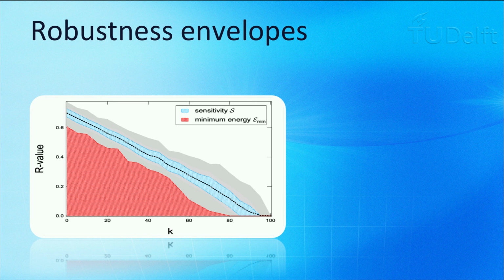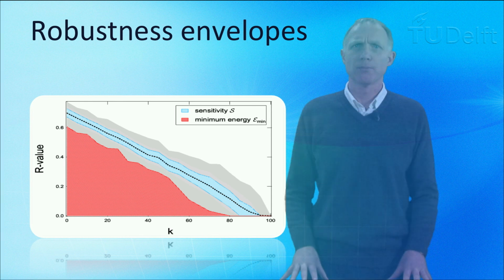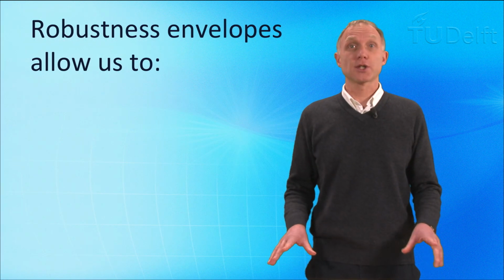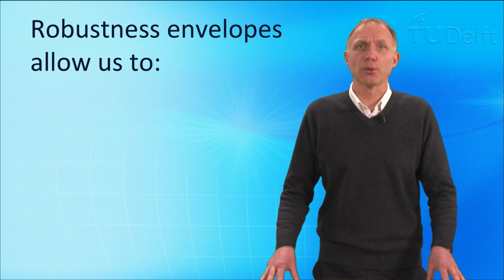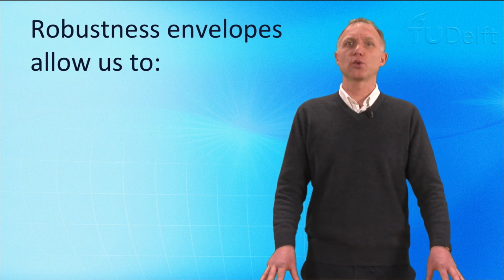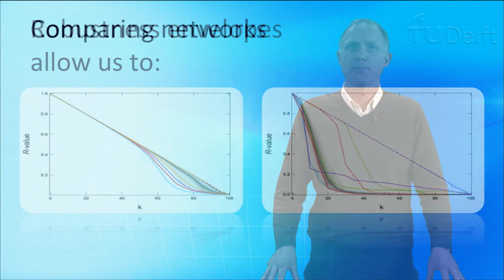Here, on this slide, we formalize how to quantitatively evaluate robustness as a function of the attacks. The red area measures the overall strength or energy. The larger the area, the better. The blue area measures the overall sensitivity. The smaller, the better. The blue area contains most, say 80%, of all realizations, and the narrower the blue band, the smaller the uncertainty of an attack to the R value. Robustness envelopes allow us to compare networks with each other and to evaluate different attacks.